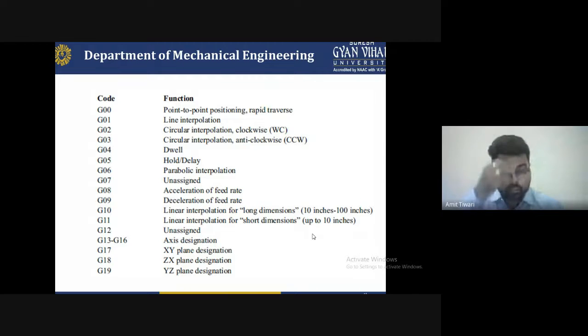G17 means the XY plane designation, G18 is the ZX plane designation, and G19 is the YZ plane designation. So these are some designations of the particular axes and planes used in the particular operation we are using at this time.